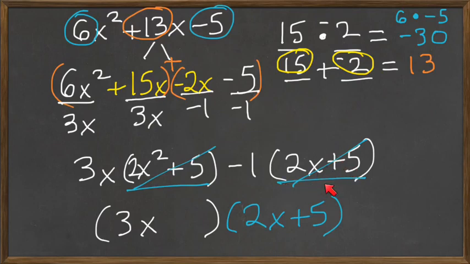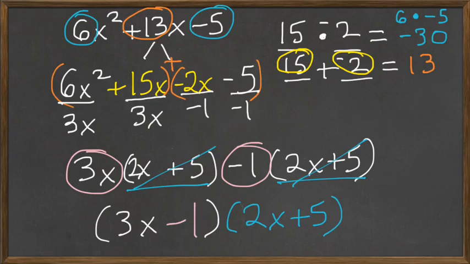And again, we know we did it correctly because we get the same binomial. 2x plus 5, 2x plus 5. Shouldn't be an x squared there. It's just 2x plus 5 and 2x plus 5. And then we go ahead and we group together the remaining 3x minus 1. We get 3x minus 1. And this is our factored version.